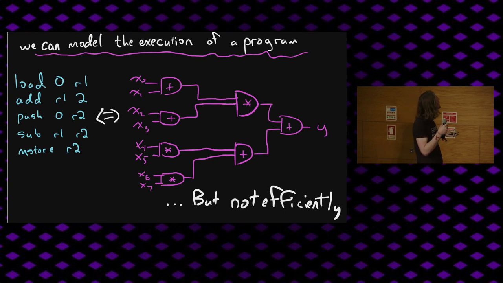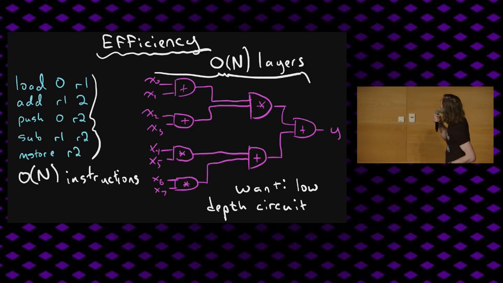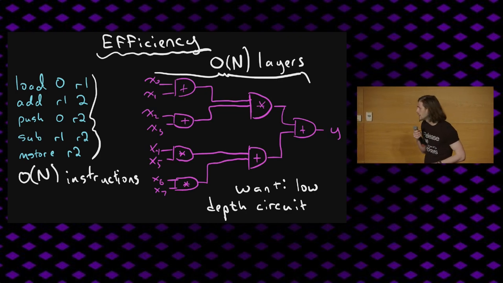But there's an issue. If we have, say, an 8-register machine or some number of registers in the machine, for each operation there's going to be a new layer in our circuit. And for somewhat arcane reasons involving polynomials and multilinear evaluations that we will not get into, we really want a short depth circuit. So if we have O of N instructions, we're going to get O of N layers in our circuit. And that's kind of a bummer, because this basically means that if our prover wants to prove something, they need to hand an O of N operation check to the verifier.